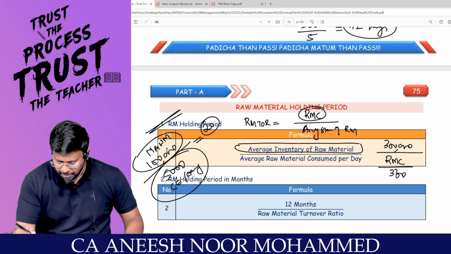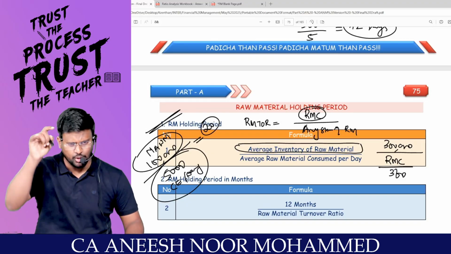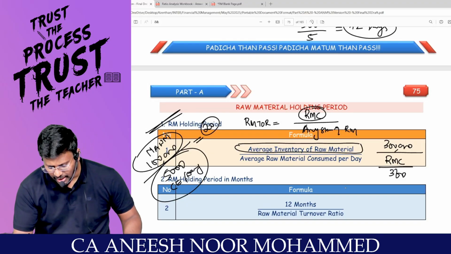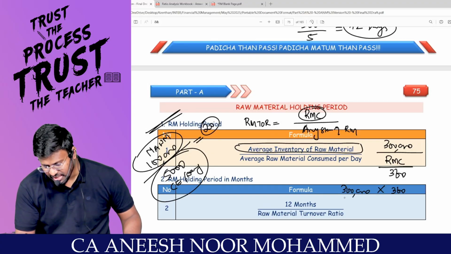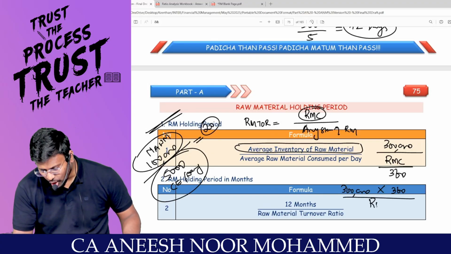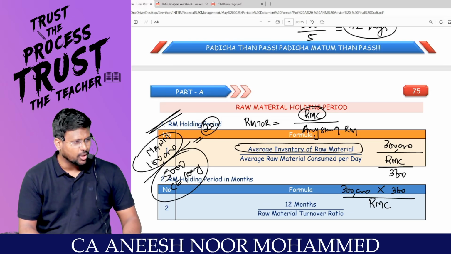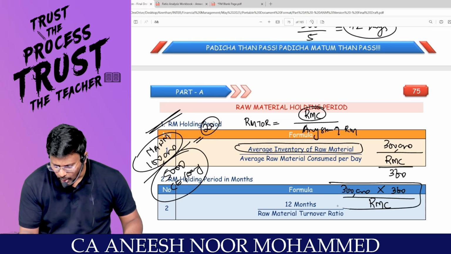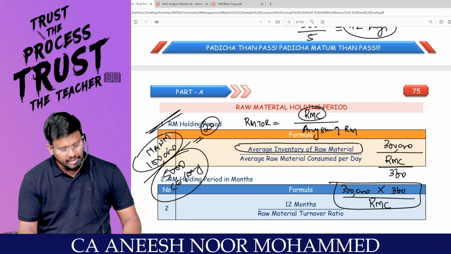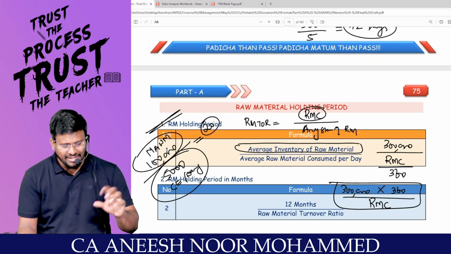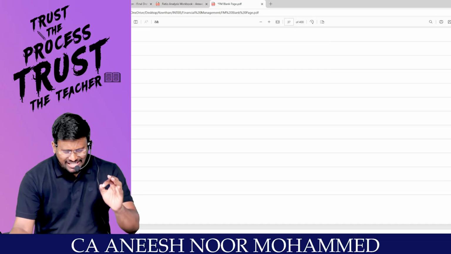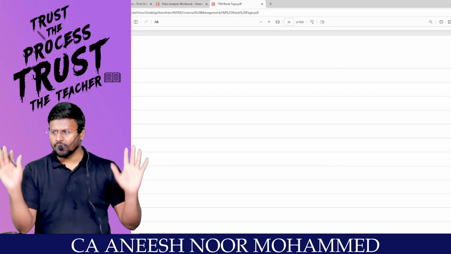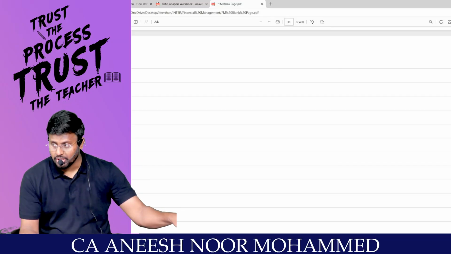Can I bring the denominator 360 to the top? Yes, sir. How can we bring it? 3 lakh into 360 divided by raw material consumed. Like this also I can say. Are you really with me? So, I will get the raw material holding period. Listen, once you understand one thing, all the remaining will be a cakewalk. Don't memorize the formulas by heart.